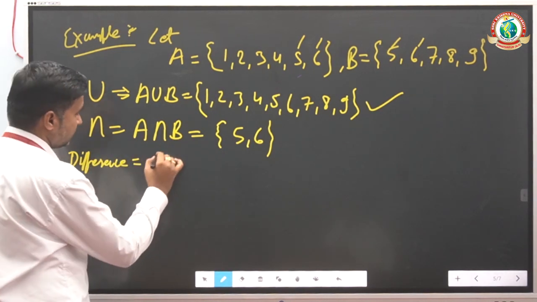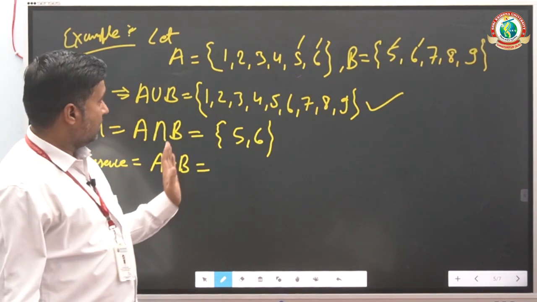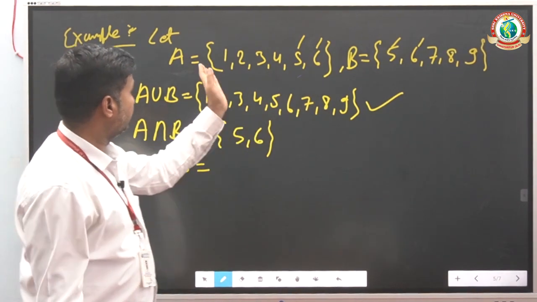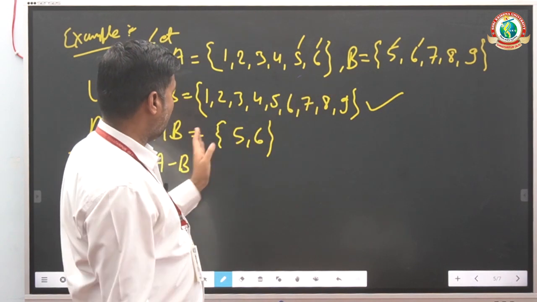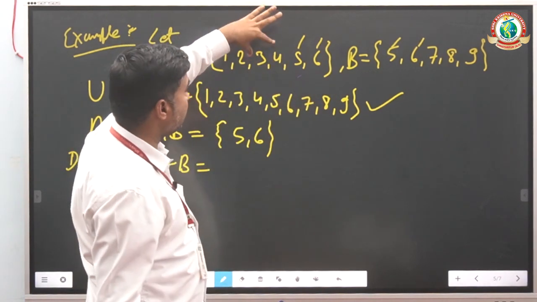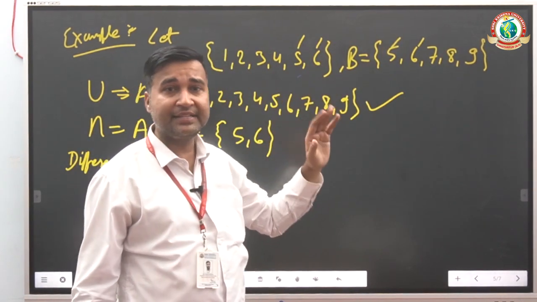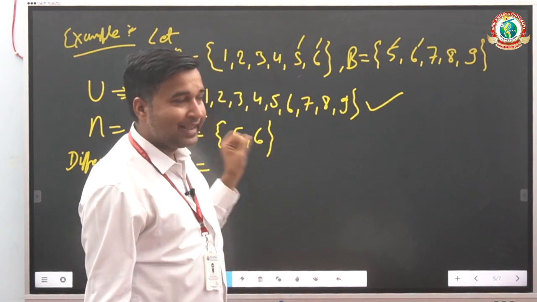Difference may be denoted as A minus B. Here we take A set and B set. Now we will take only those elements which are present in A set but not in B set, and common elements cancel out.